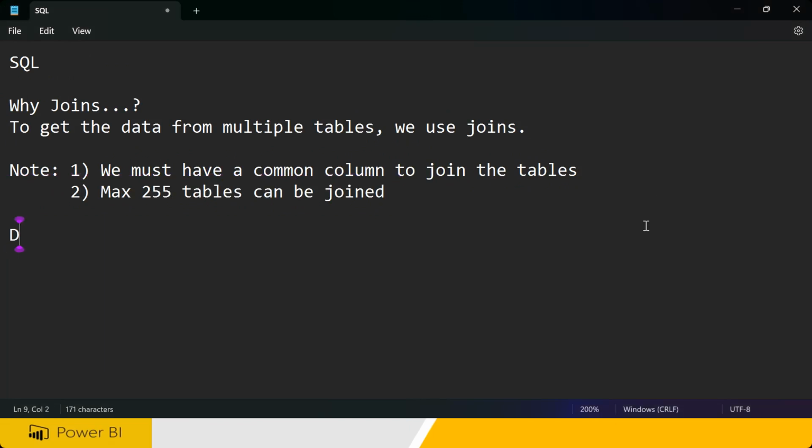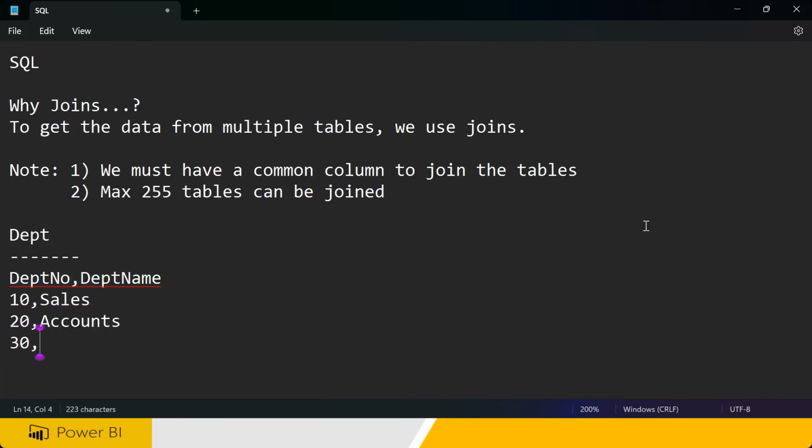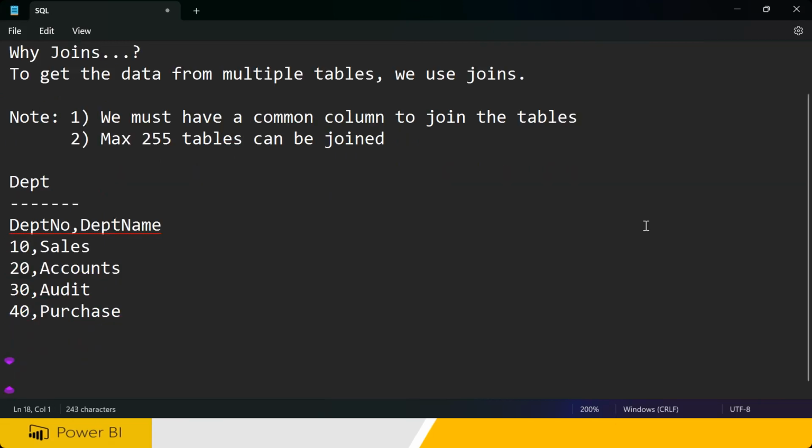Now, I wanted to give you two tables. Let me create these two tables. One is the department table. So you have a department number and a department name. Department number, sales department and accounts department. Let us say, auditing department and we have purchase department. Like that, we have a couple of departments in an organization. So there is a table called department table, right? Very, very simple table I have created.